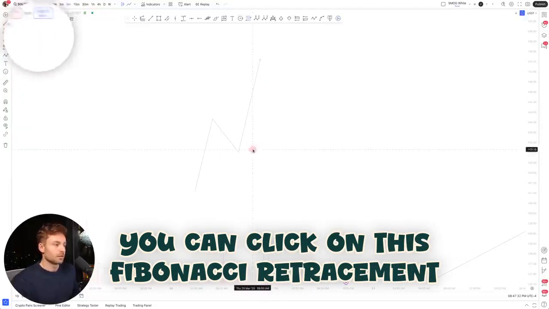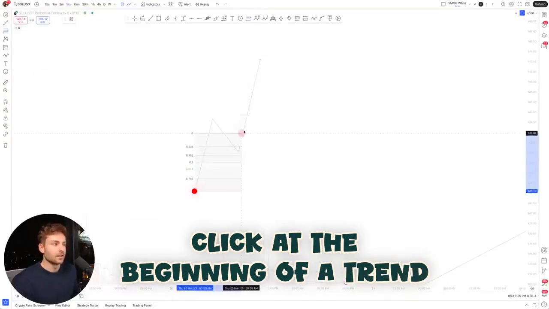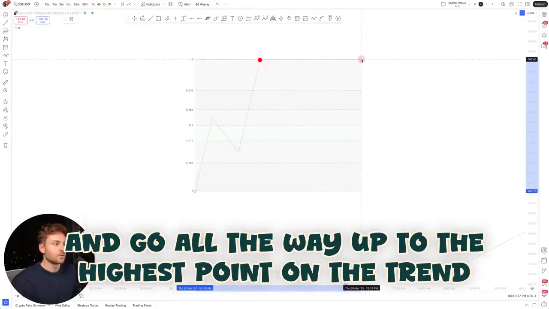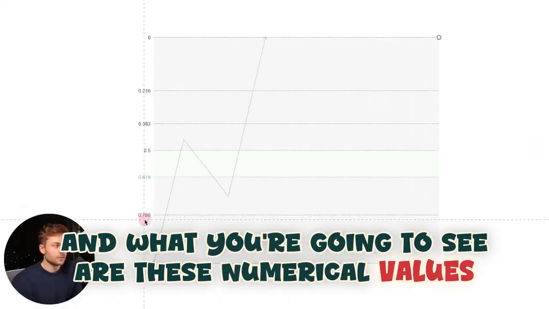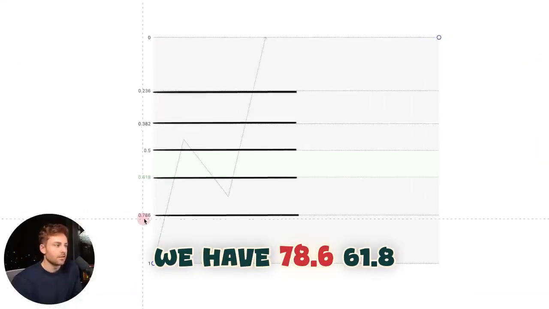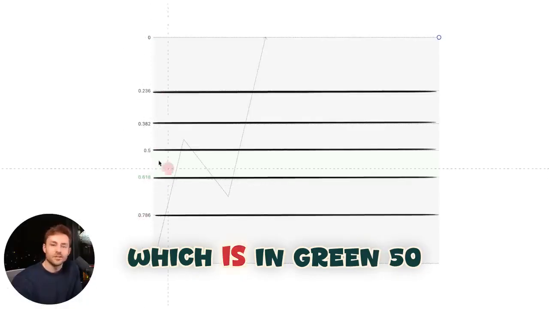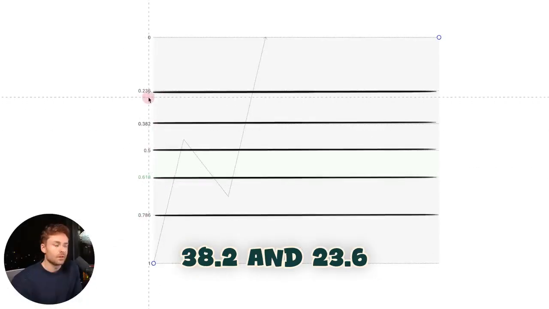You can click on this Fibonacci retracement, click at the beginning of a trend, and go all the way up to the highest point on the trend. And what you're going to see are these numerical values. Okay, starting from 1 to 0, we have 78.6, 61.8, which is in green, 50, 38.2, and 23.6.